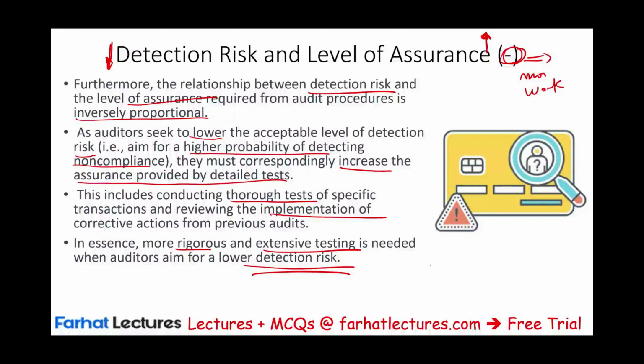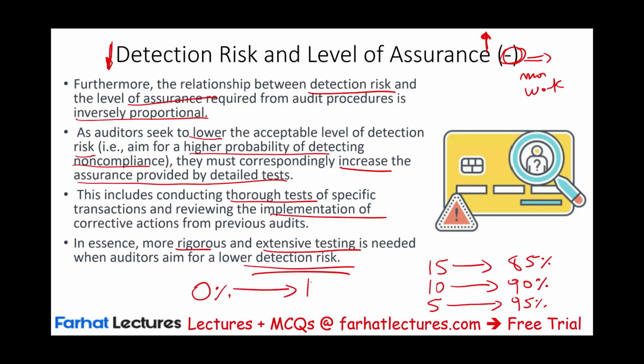If you set your detection risk at 15%, it means you're 85% assured. If you wanted to set your detection risk at 10%, you want to be 90% assured. If you want to set your detection risk at 5%, you want to be 95% assured. You're still taking risk, but at only 5%. If you want to set your detection risk at 0%, which is kind of, you have to audit everything, and you're still taking risk, then you want to be assured 100%. So notice as you lower this, you are taking a better chance of getting it.